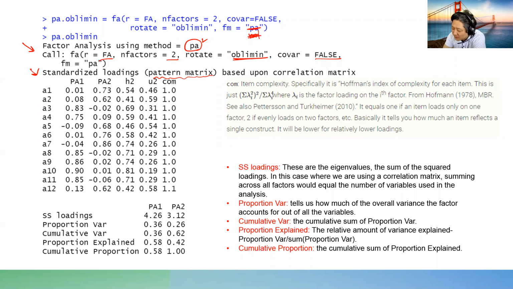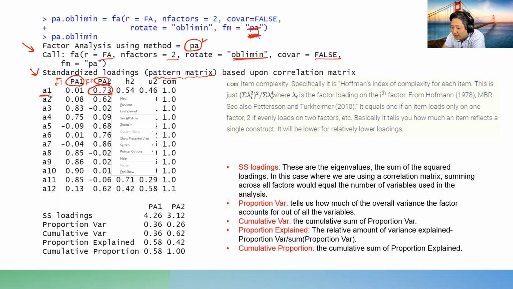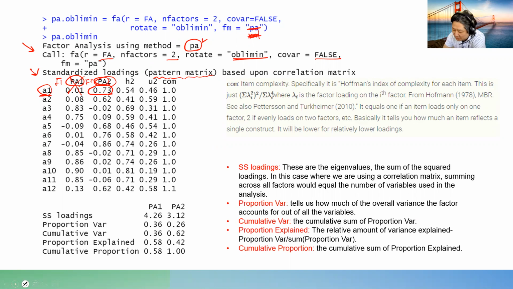Okay, so let's look at this. This is factor 1 and factor 2. The factor loading of the first variable is 0.73 on the second factor, right? So how can we interpret this? The correlation between A1 and the second factor, after controlling for F1, is 0.73. Okay, does that make sense? So the correlation between, oops.